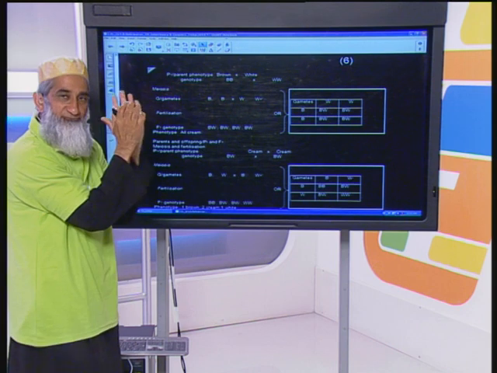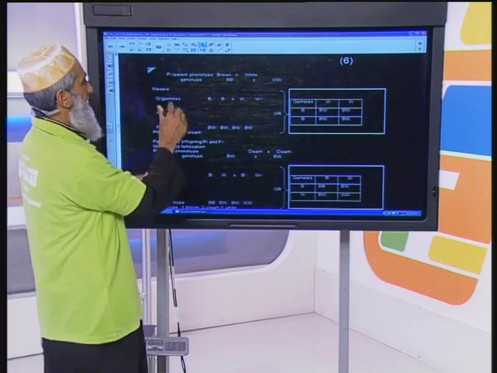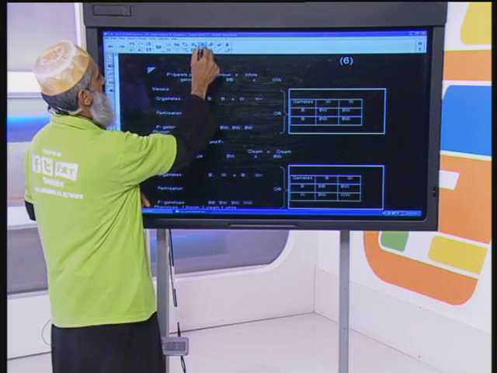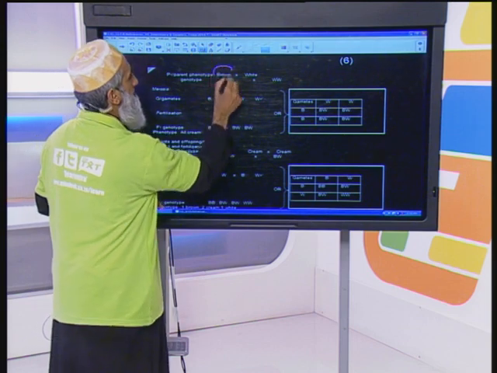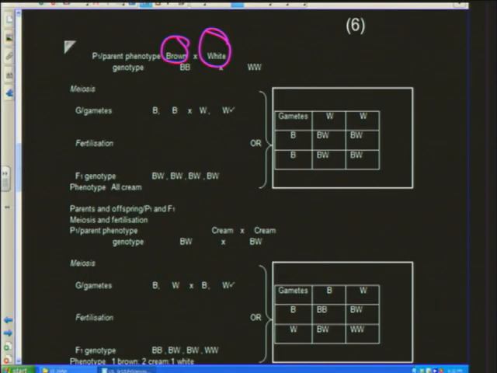Now, let's look at this. P1, again, the format is the same. What are we doing? The parent was a brown and white in this case. I said black earlier, sorry, my mistake. Brown and white, okay?